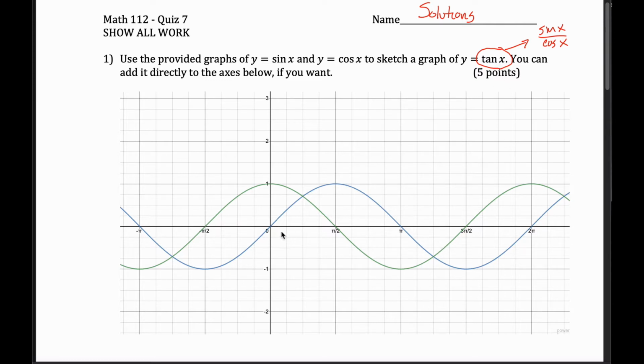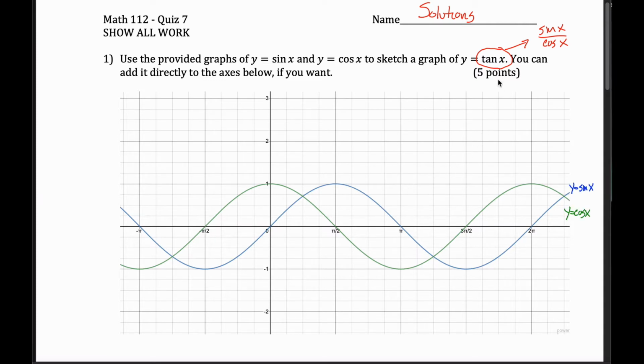So the first thing you want to figure out is which of these two provided graphs are sine of x and which are cosine of x. I think the easiest way to get there is by comparing their heights when the angle, the input into the function, the x value here, equals 0. The sine of 0 is 0 and the cosine of 0 is 1. Therefore, the graph in green must be cosine and the graph in blue must be sine.